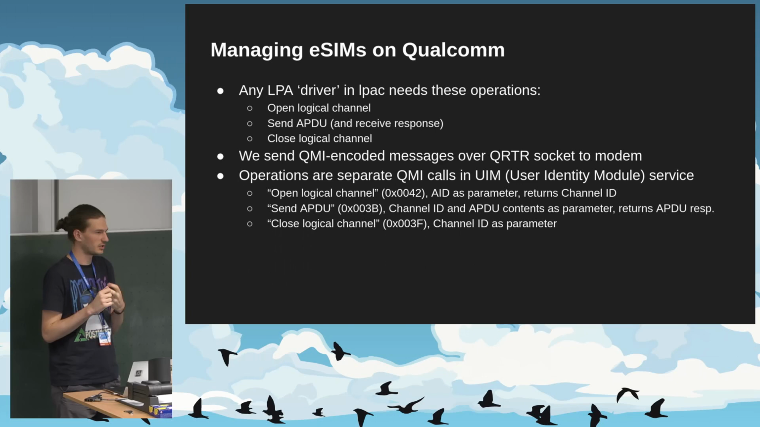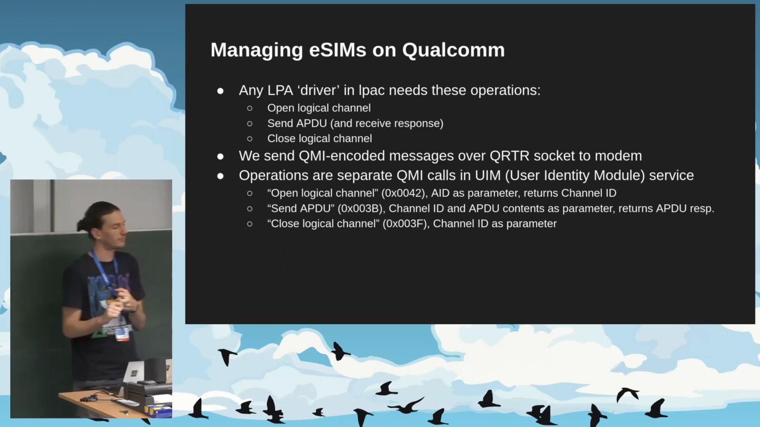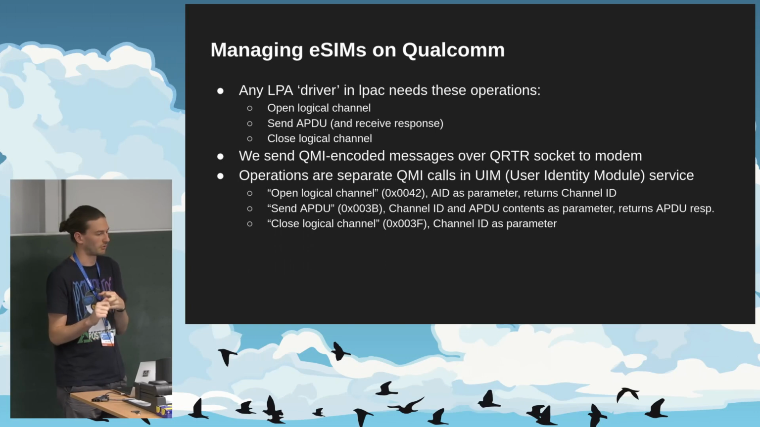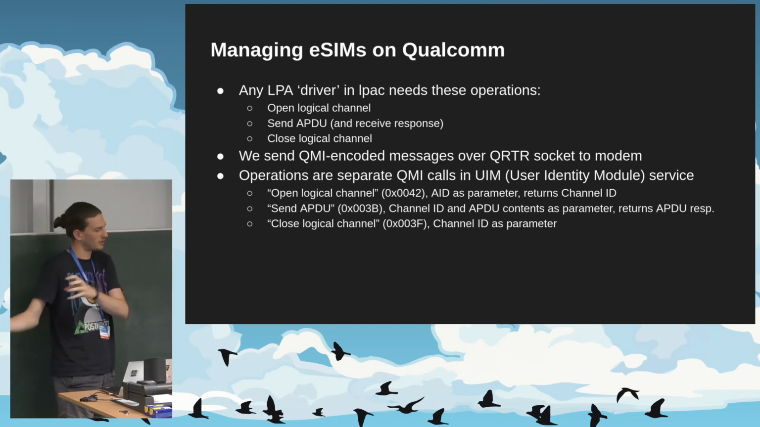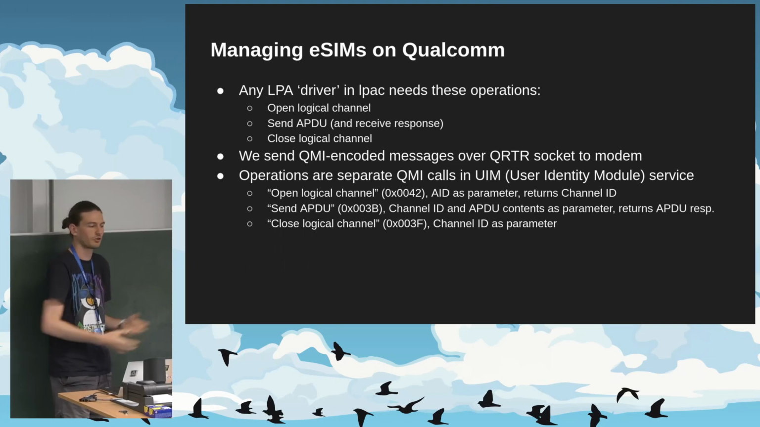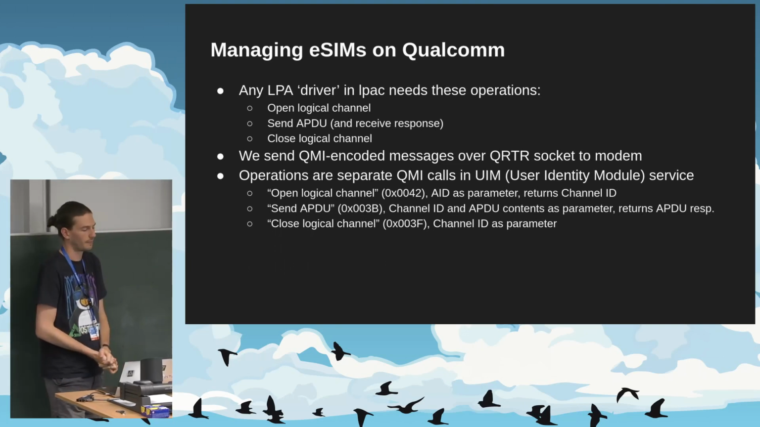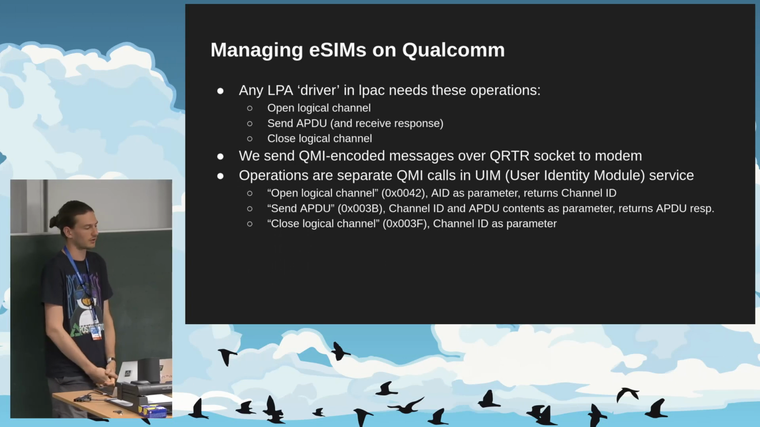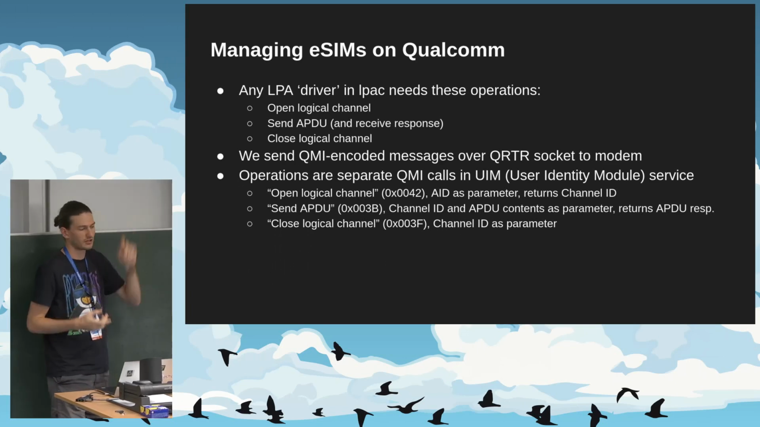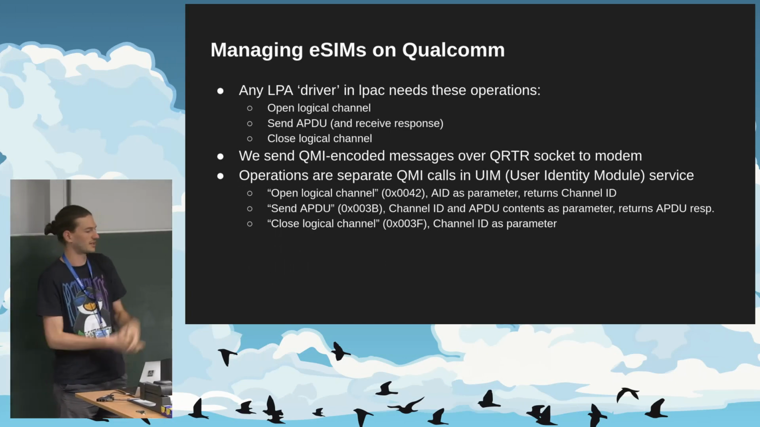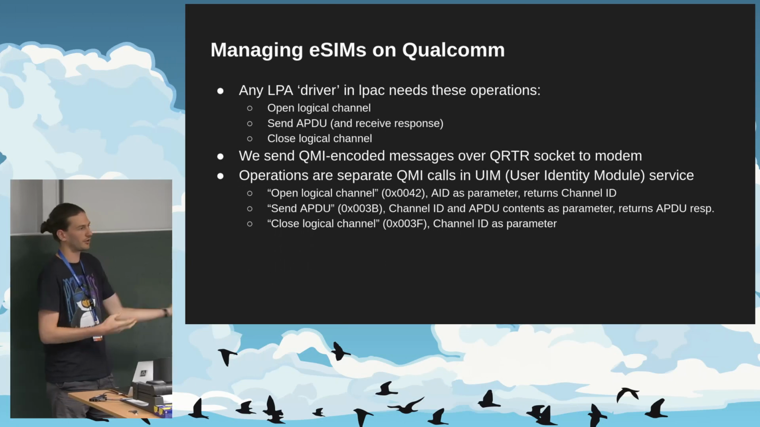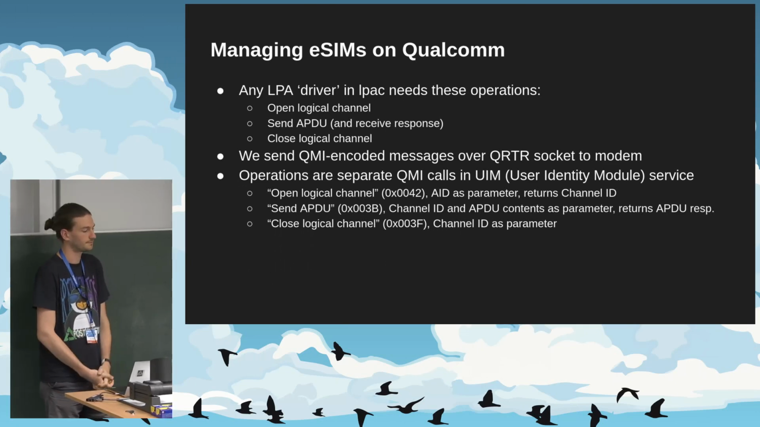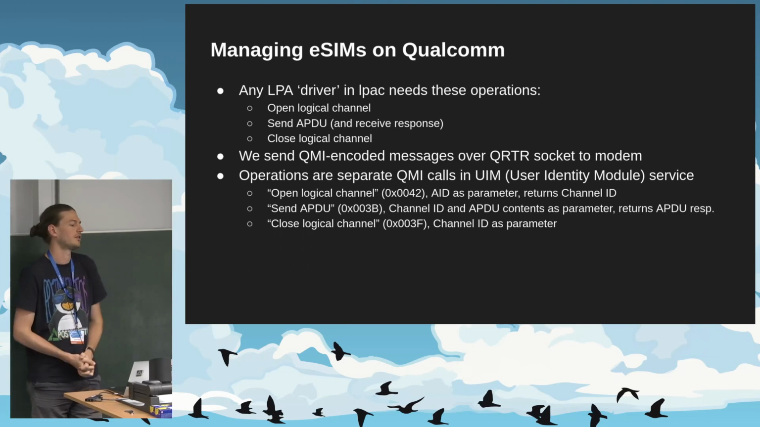All these APDUs, they're not specific to Qualcomm. They are just a generic thing. And so the backend in LPAC doesn't need to care about this. It just gets a bunch of binary, you pass it to the SIM card, you get a response back, and you pass it back to the LPAC program, and then it can parse that and use it as necessary. So all of these three calls, they are just, let's say, simple encoded messages using QMI, and we send this over a QRTR socket to the modem, to this user identity module.